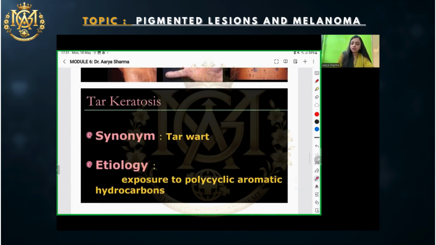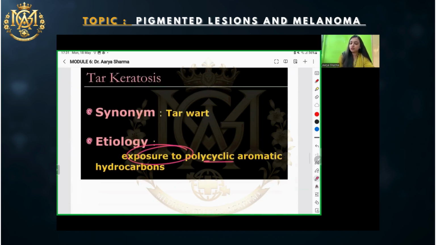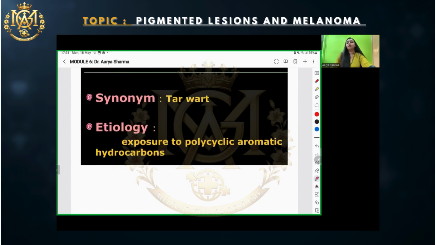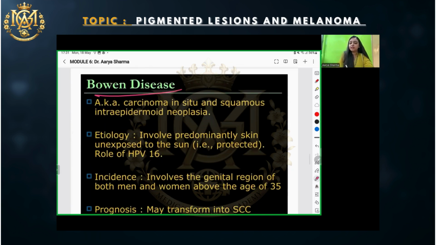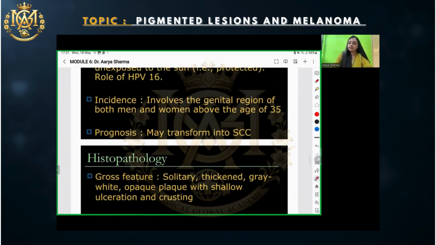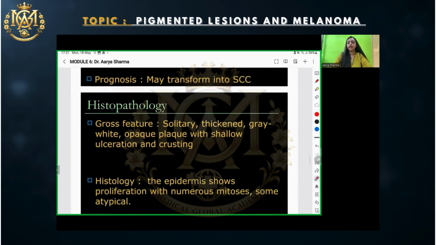Tar keratosis, so the etiology is mainly due to exposure to polycyclic aromatic hydrocarbons. Okay. Bowen's disease, it's very, very important. It is also called carcinoma in situ and squamous intraepidermoid neoplasia. Etiology mainly involves predominantly the skin unexposed to the sun. So, incidence involves the genital regions of both men and women above the age of 35 years.